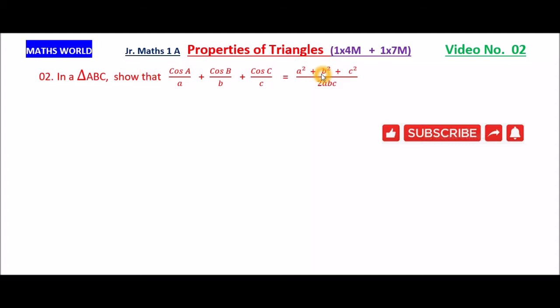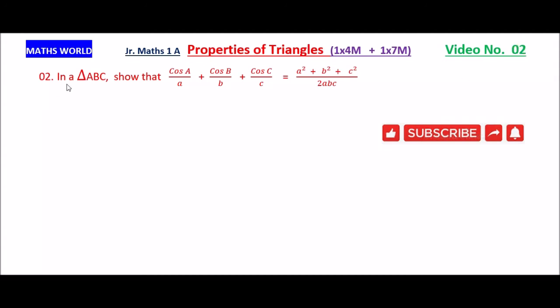In the final exam, in the public exam, we get two questions from this chapter: one 4-mark question and one 7-mark question, total 11 marks. This is video number 2, and I'm explaining the most important, surely-coming questions. Please be thorough with all videos, the first and second.